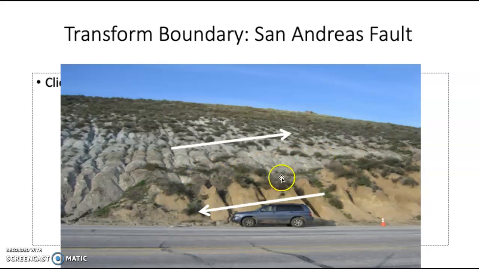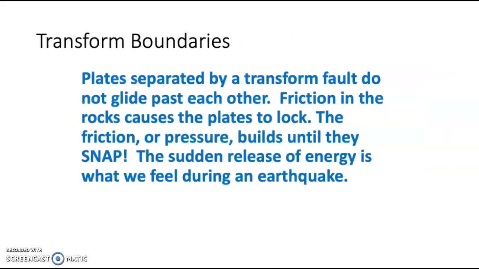You can see some evidence with the earth here. And you can see the different tones. So plates separated by a transform fault do not glide past each other. But remember, I said there was friction. Those rocks are causing the plates to lock. There's friction. They're pushing. They're pulling. They're snapping. It's just a sudden release of energy, and that's when we feel the earthquake.